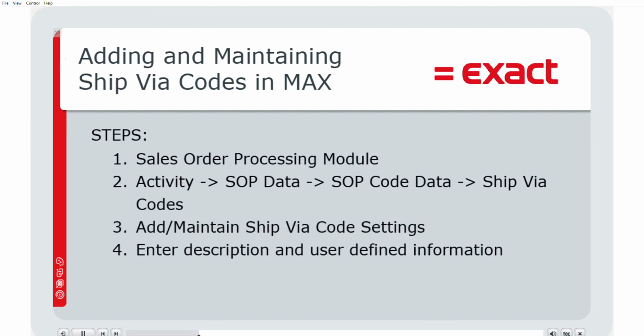From the Sales Order Processing module, we'll go to the Activity menu, SOP Data, and SOP Code Data. Then we'll choose Ship via Codes, where we will add and maintain the code settings. We will enter a description and any user-defined information that describes this code.